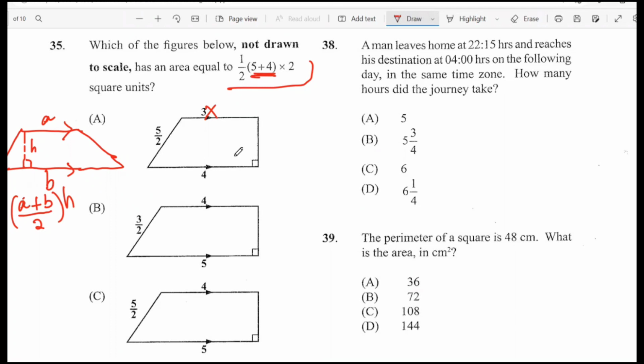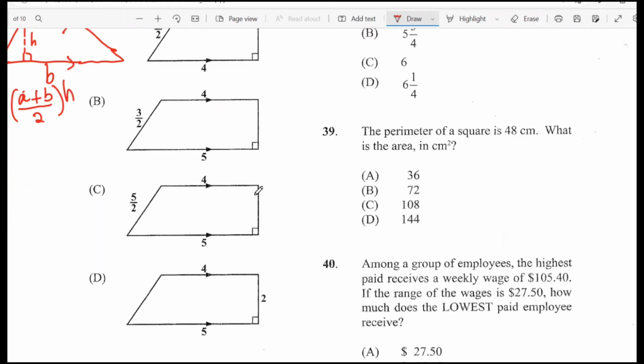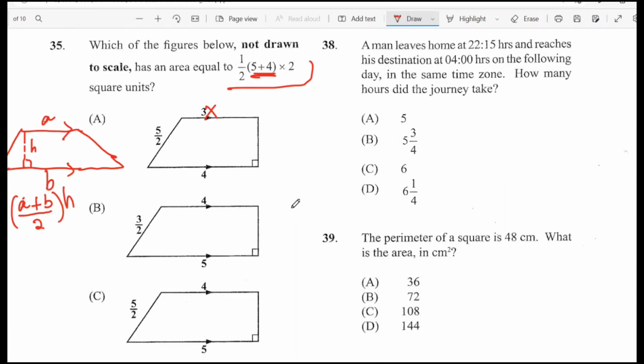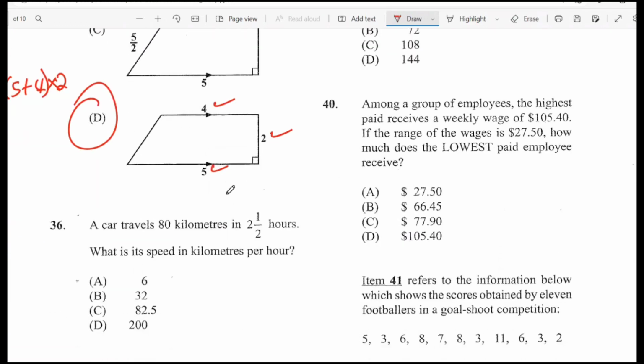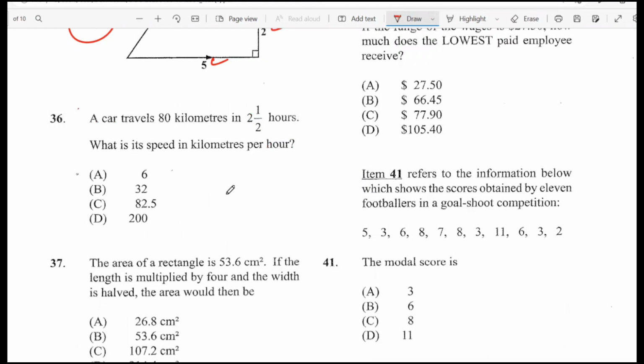B and C, it looks like it. And then now we have to be looking to see which of these match up, and D. So you're looking and you're seeing 5 plus 4. When you look at D, the 5 and the 4, and the height is 2. So we would be looking for half 5 plus the 4, and you multiply that by 2. That is what we're looking for, and it's definitely there. So D is the answer. So it's whether or not you know the formula for the area of a trapezium.